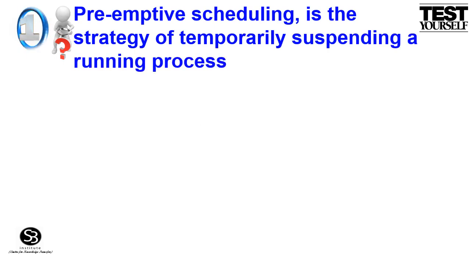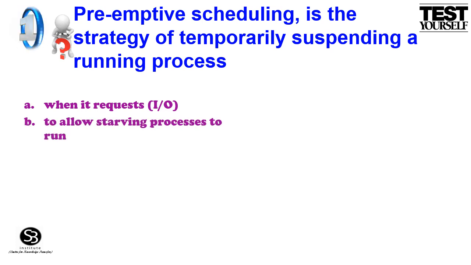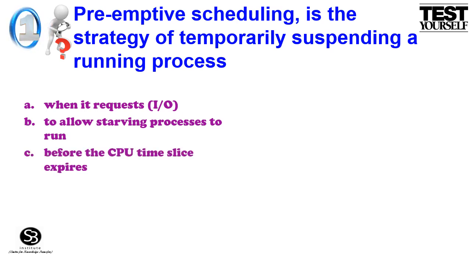Question. Preemptive scheduling is a strategy of temporarily suspending a running process. The given options are option A, when it requests I/O, option B, to allow starving processes to run, option C, before the CPU time slice expires, option D, none of the above.